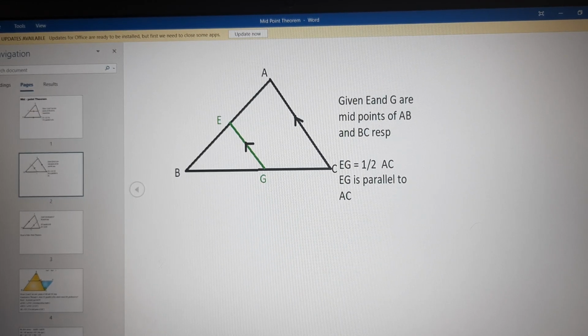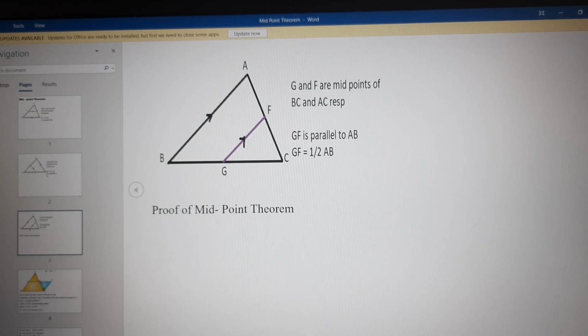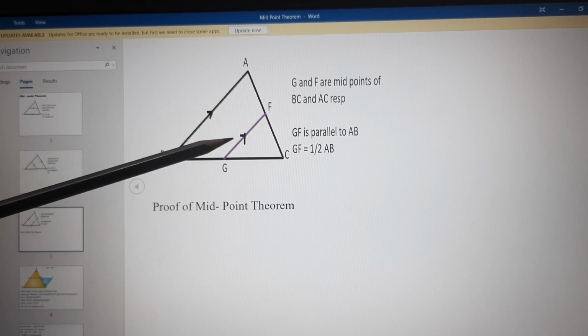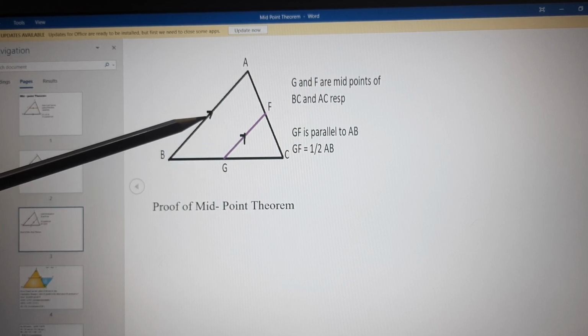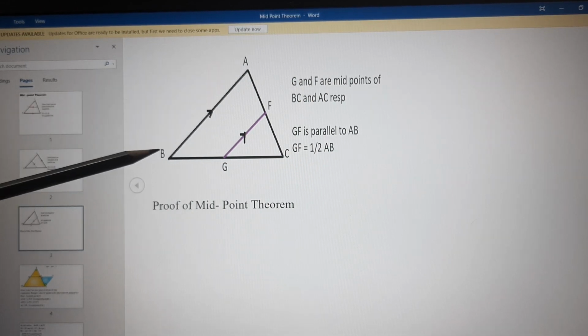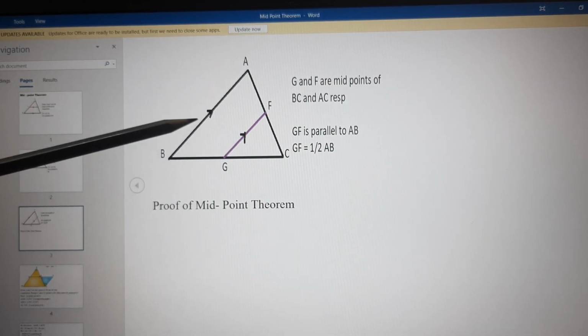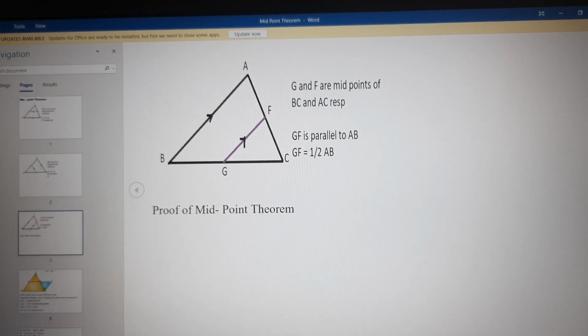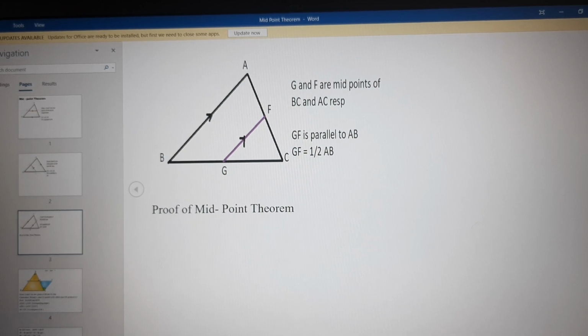Now one more option is left out. Suppose midpoints of line segments AC and BC are given. Then how will we write it? Then GF, opposite to GF is the line segment AB. Opposite to GF, the base is AB. So GF will be equal to half of AB, and GF is parallel to AB. Clear? This is the statement of the midpoint theorem.